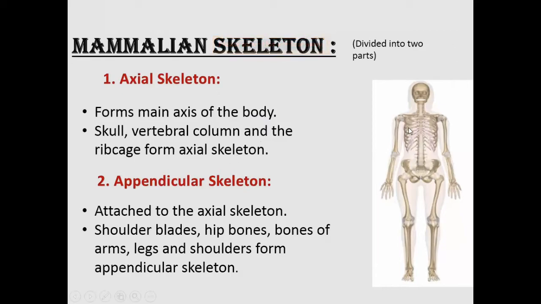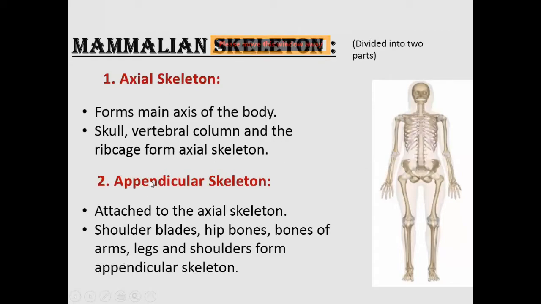Look at this diagram. Here, this is the skull. This is the axial skeleton, and the vertebral column, or backbone, is on the back side. Then the rib cage, this is the rib cage. These form the axial skeleton.